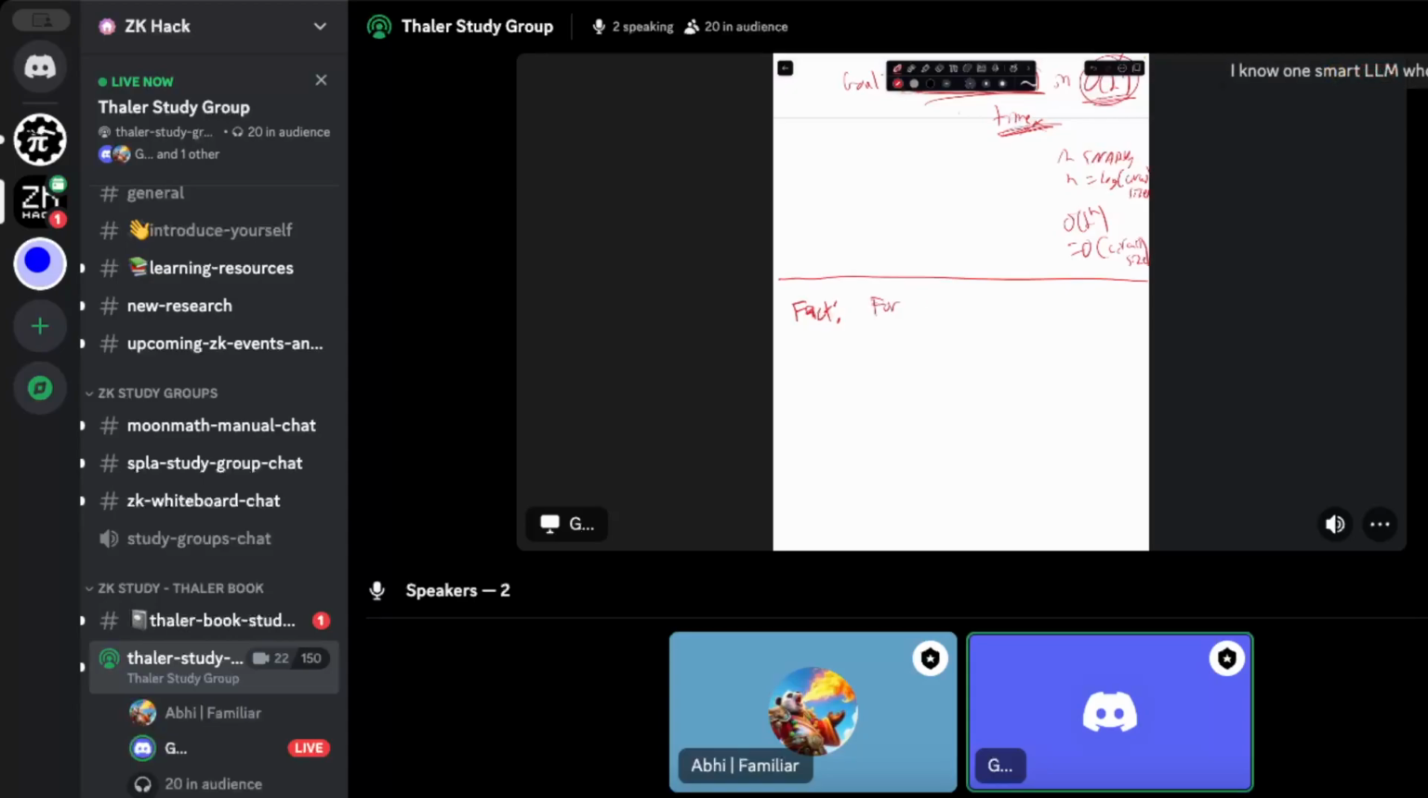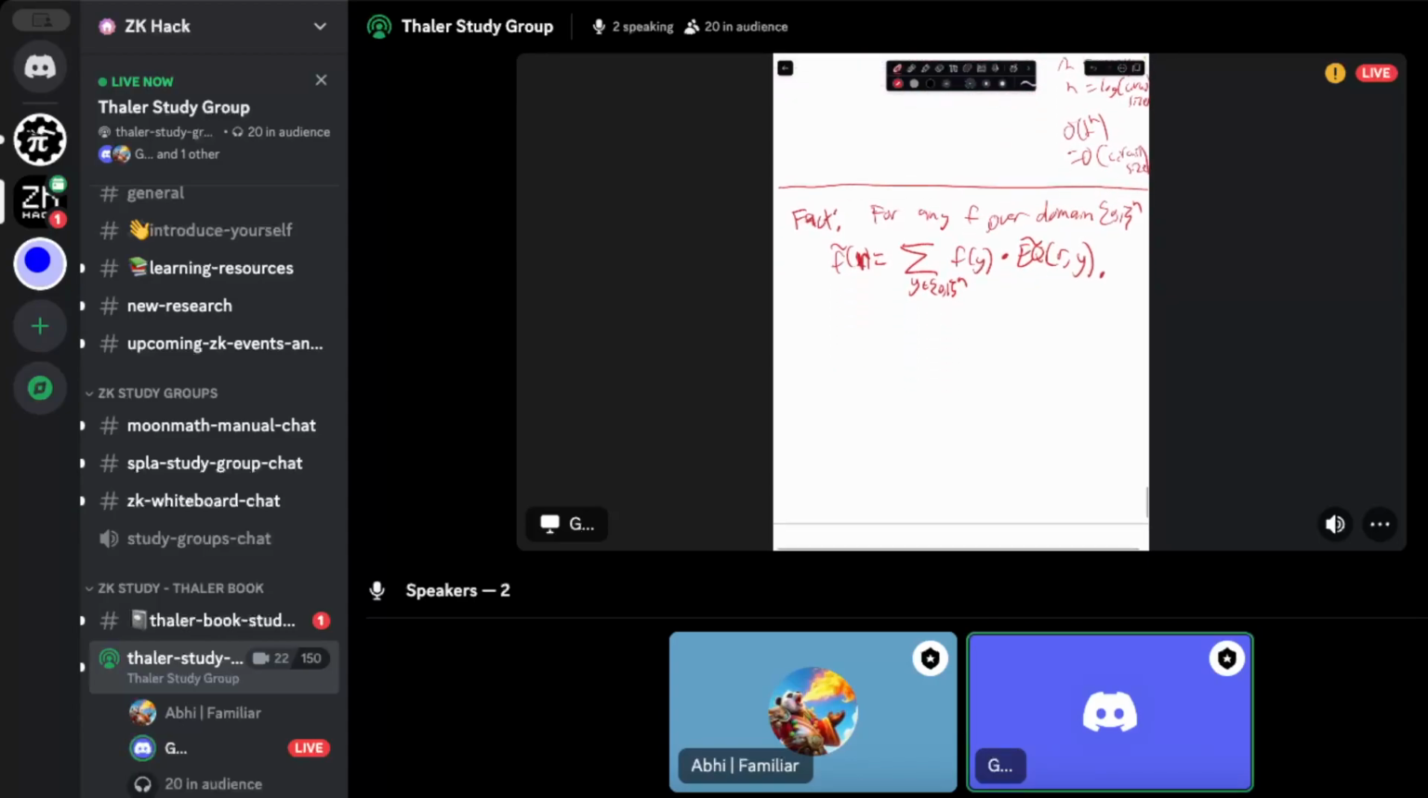So for any f whose domain is 0, 1 to the n and whose range is some field, f twiddle of R can be written as follows: the sum over y in 0, 1 to the n of f of y times EQ twiddle of R comma y. Let's prove this. Whenever I make a claim like this, it's the same thing every time. Make sure the right-hand side is multilinear, and confirm that it has the right evaluations over Boolean inputs.